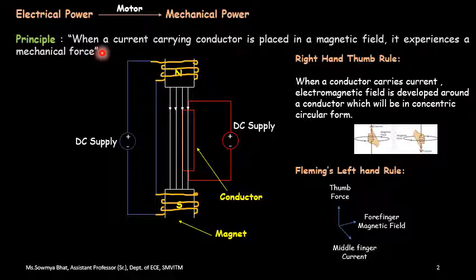So if I want to explain this principle of operation of a DC motor with the help of a circuit diagram, I have drawn here the circuit diagram pertaining to the current carrying conductor as well as a magnetic field, and we are supposed to find out how it experiences the mechanical force. If you consider this circuit diagram, the yellow colored rectangular block you are seeing is nothing but a conductor.